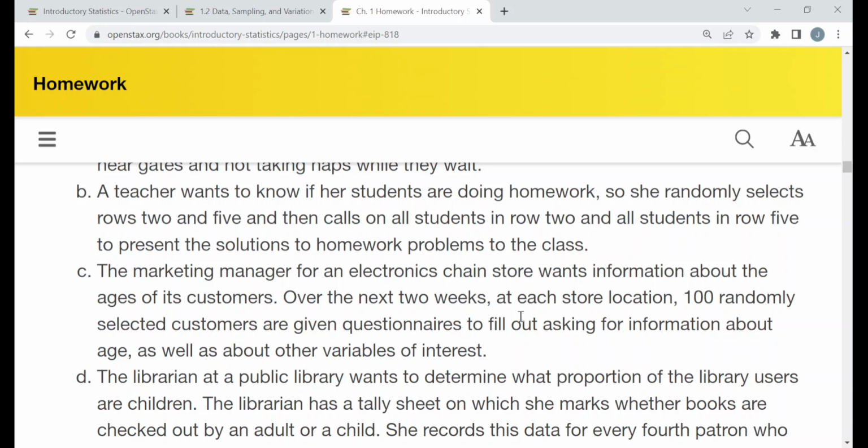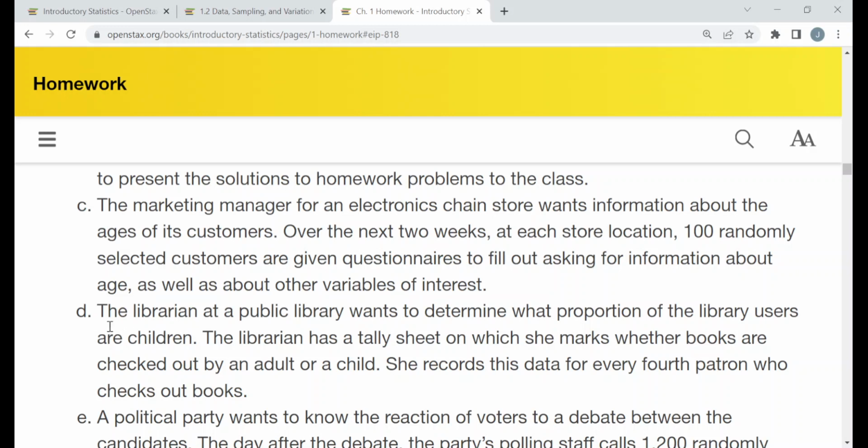Right? The population is broken up here into the stores, the store locations for this electronics chain. And it said at each store location, at each stratum, 100 randomly selected customers were given questionnaires. So the population is broken up into groups, strata, store locations, and then a sample is taken randomly from each group, from each store. That's stratified sampling.